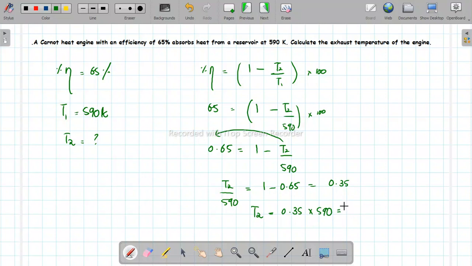Before calculating, we already have an idea that since this T2 is the temperature of the sink, the sink has to be at a lower temperature compared to that of the source. So it is obvious that the final answer should be less than 590 Kelvin. And this equation suggests the same, because whenever we multiply a number with a number which is smaller than 1, we always end up getting a smaller number. 0.35 multiplied by 590 is nothing but 206.5 Kelvin. So the temperature of the sink is 206.5 Kelvin, and in that case the efficiency of the engine would be 65%.